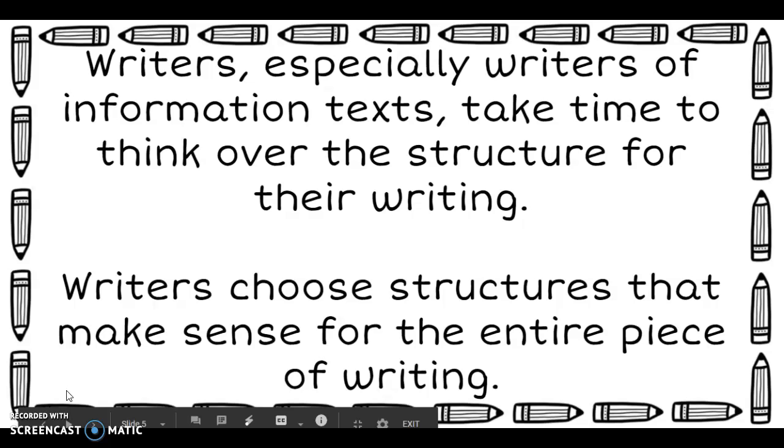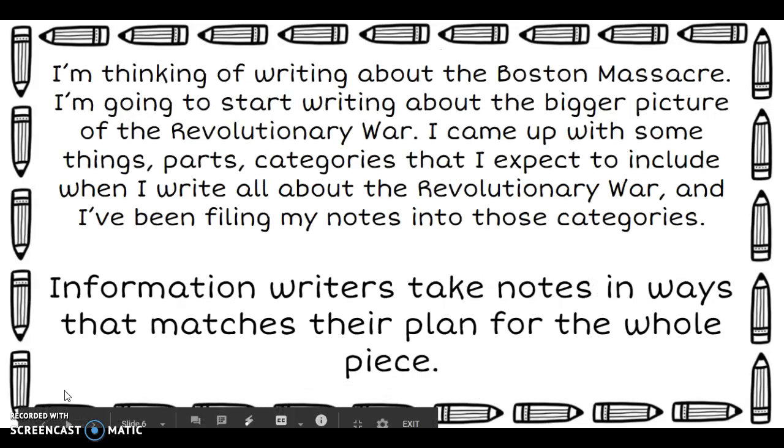Writers, especially writers of information texts, take time to think over the structure for their writing. Writers choose structures that make sense for the entire piece of writing. For example, let's say I'm thinking of writing about the Boston Massacre. I'm going to start writing about the bigger picture of the Revolutionary War. I came up with some parts, categories that I expect to include when I write all about the Revolutionary War, and I've been filling my notes into those categories. Information writers take notes in ways that match their plan for the whole piece.